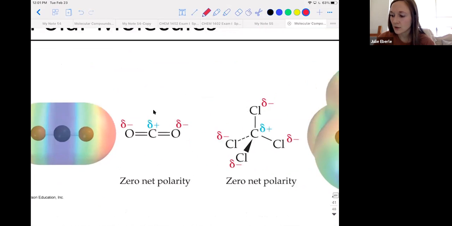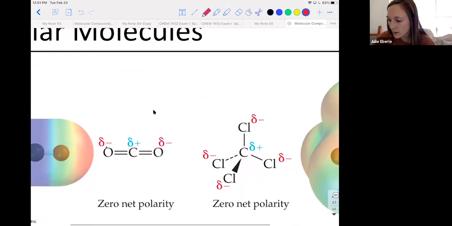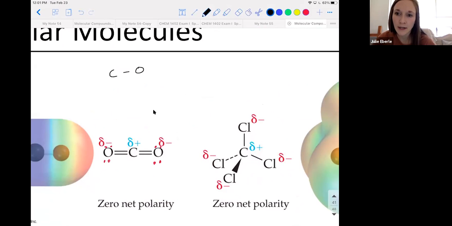So let's look at CO2. I'm going to draw my lone pairs in on my oxygens. I know these should have lone pairs. That's going to help you. Okay, what kind of bond do I have in my molecule? Again, I'm not talking about double bonds. I have a carbon-oxygen bond. That's the only kind of bond I have.